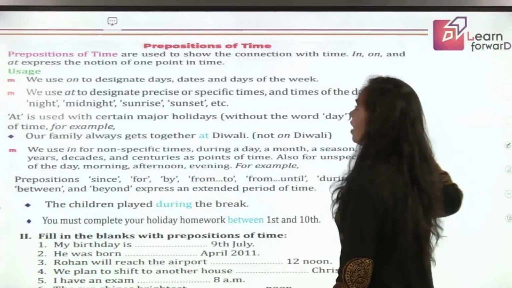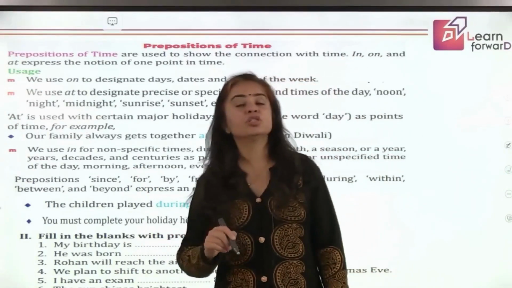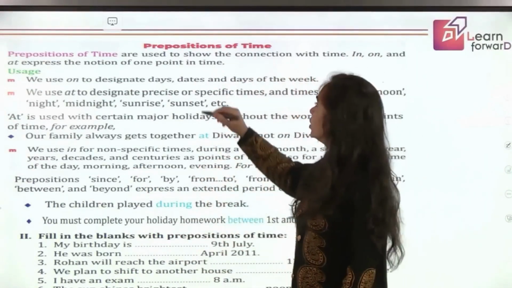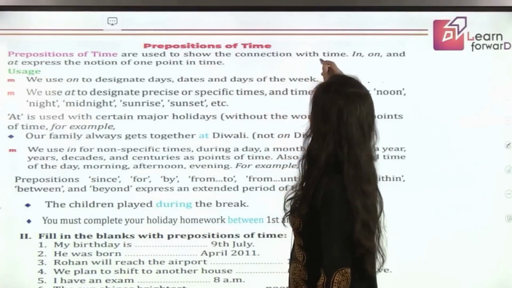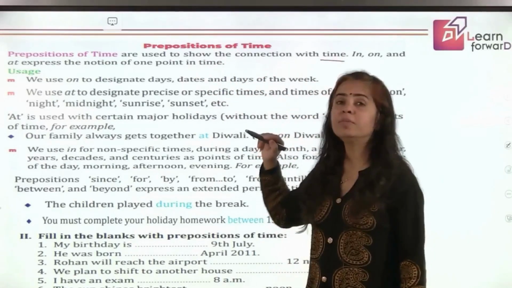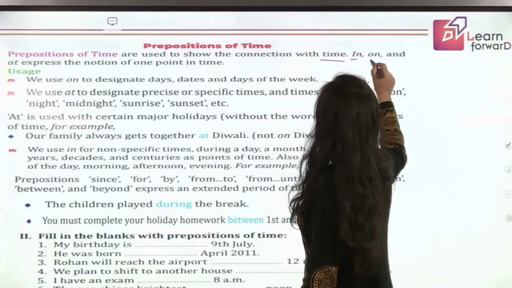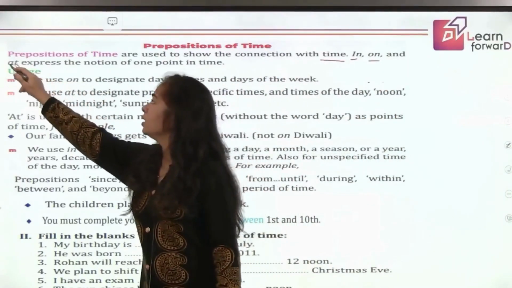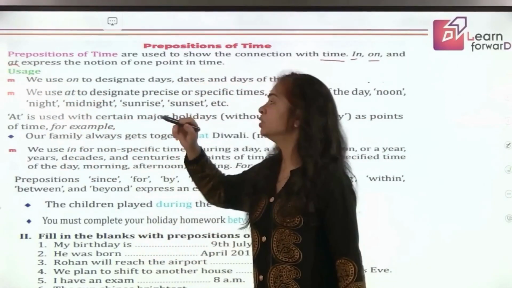Now, what do we have next? We have the prepositions of time. They tell you about the time. They show the connection with the time. And what are the different prepositions of time? In, on, at. They are the different prepositions and others also.